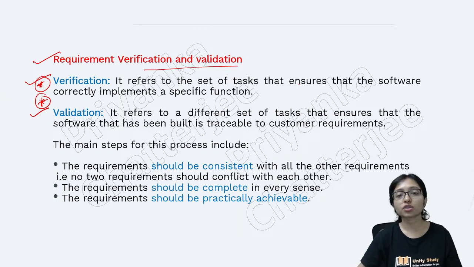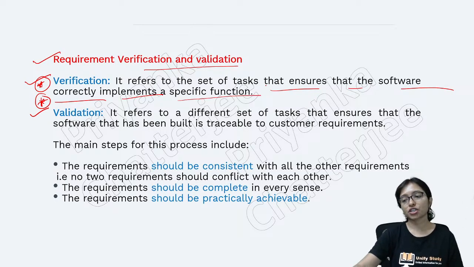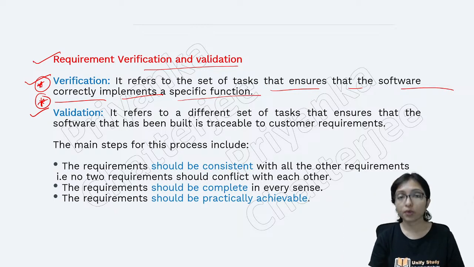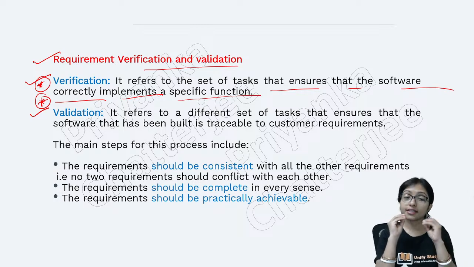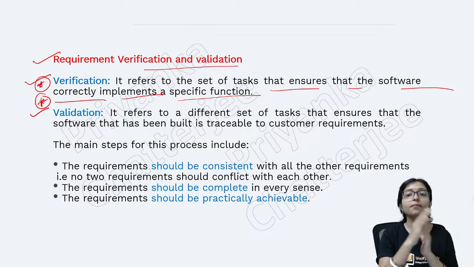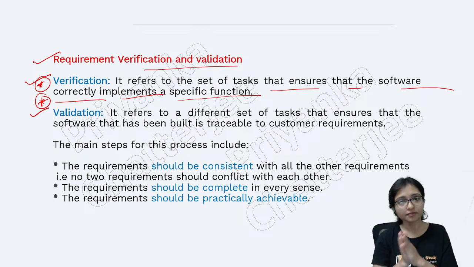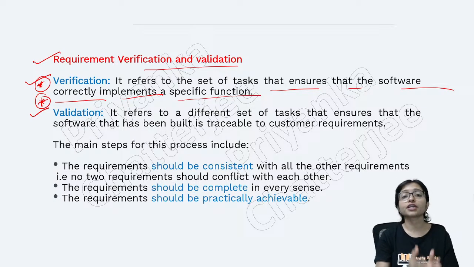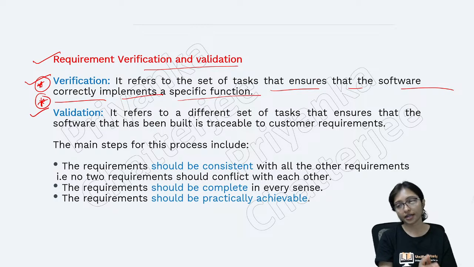It refers to the task that ensures that the software correctly implements a specific function. It is an ongoing process. Whenever the implementation of one function is going on, it will verify against the document whether the implementation is going in the correct way or not. Before starting the implementation, and at the time of development, this verification is there.